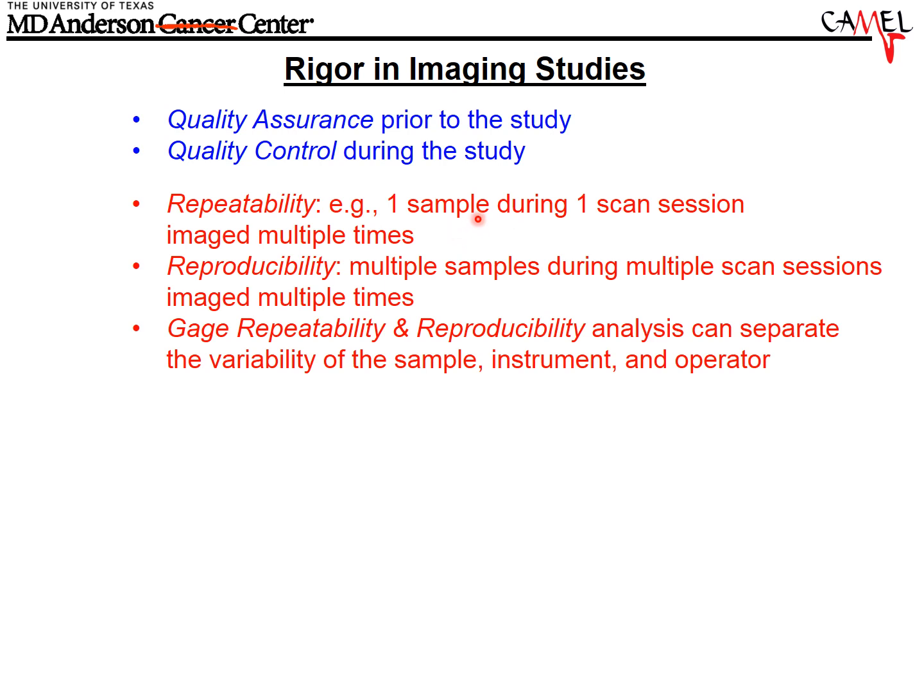It is one example: we take one sample during one scan session, and we'll image it several times and get statistics and say, okay, we've got good repeatability, we have good rigor in our studies. And to be honest, that's usually pretty good.